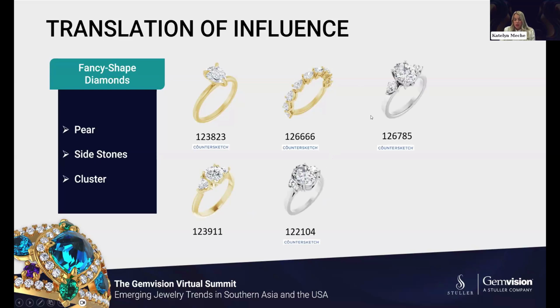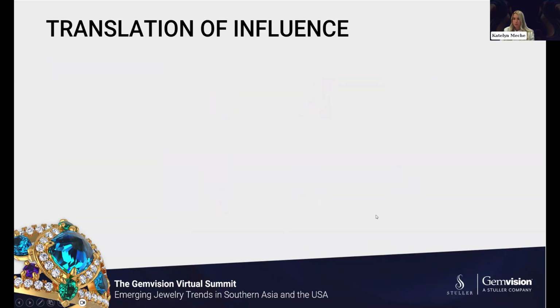Pear has also been really huge for us within three stone. So having the pear side stone as well as other fancy stone shapes. Here we have the trillion as well as the half moon. And then lastly, that cluster style translating into fancy stone shapes as well. So you can see the marquise worked in here on this side cluster on this engagement ring.